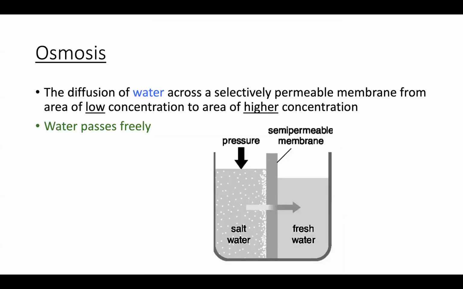Another type of diffusion is osmosis. Osmosis refers specifically to the diffusion of water across a selectively permeable membrane from an area of low concentration to high concentration. So water is going to be able to move freely through a semi-permeable barrier. Water can move freely. Again, the goal is to try to reach equilibrium.